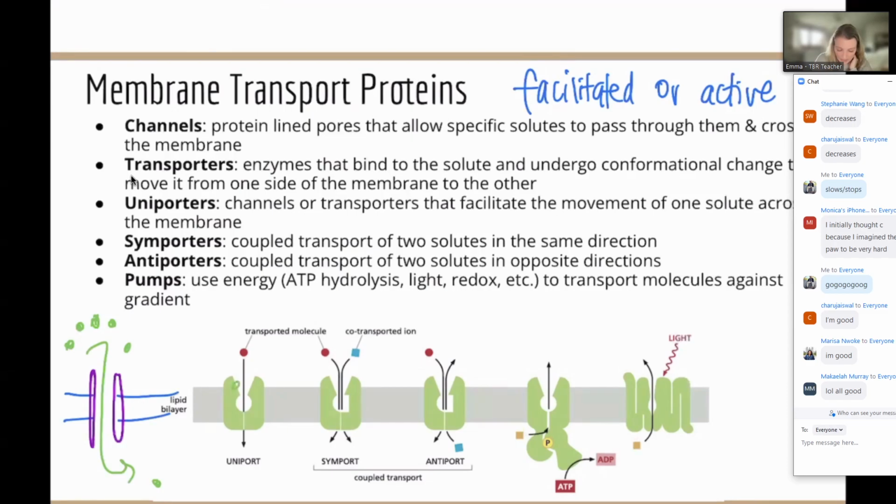Something is binding on this side, which causes this conformational change. And now it's going to be spit out on the other side. When we think about that going in one direction across a membrane, with one solute, that's going to be considered a uniporter. It's just one solute coming in, change, and getting kicked out the other side.